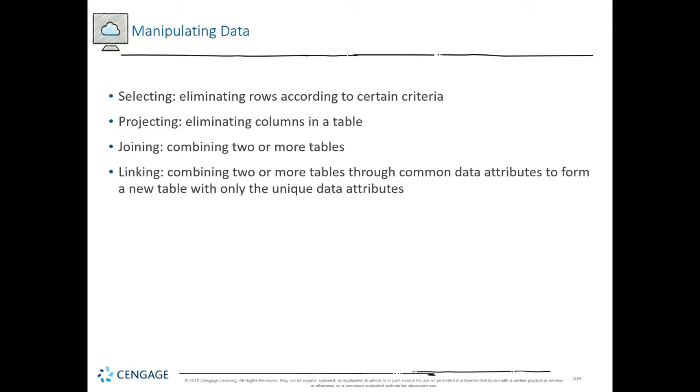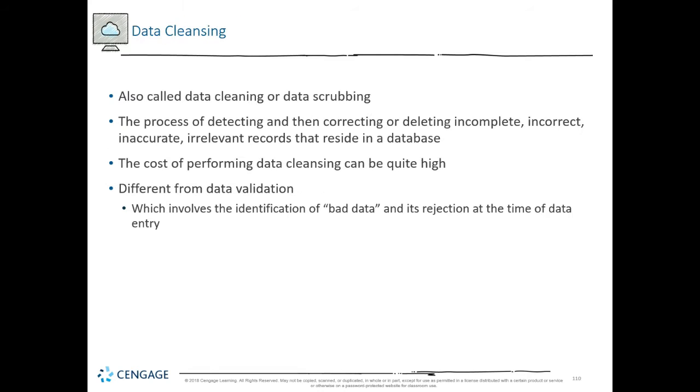Manipulating data. Selecting: eliminating rows according to certain criteria. Projecting: eliminating columns in a table. Joining: combining two or more tables. Linking: combining two or more tables through a common data attribute to form a new table with only the unique data attribute.